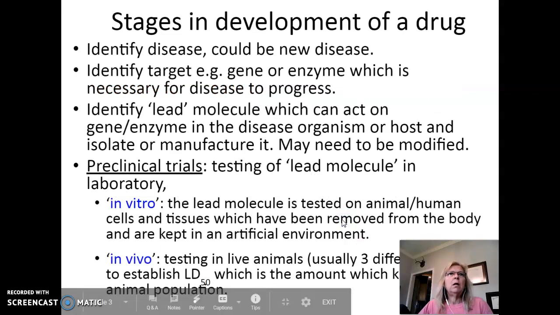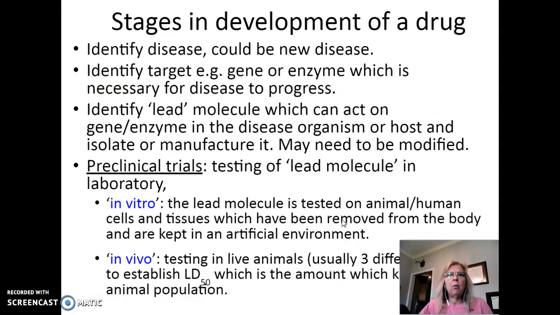When we talk about development of a drug, and this is going to be really important to us as of right now because development of a drug is something we badly need to happen. So first we have to identify a disease. It could be a new disease. In this case, we have a new virus. Identify the target or gene or enzyme which is necessary for the disease to progress. This is part of what we are trying to do right now. And then what we're going to try to ultimately do is find a molecule that can act on that gene or enzyme that is part of the body that is going wrong. We might have to modify a molecule to get it to do that.